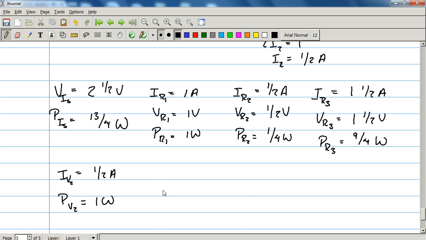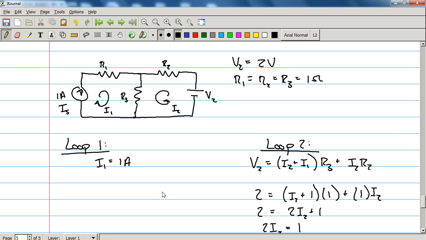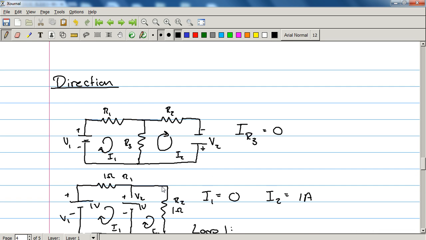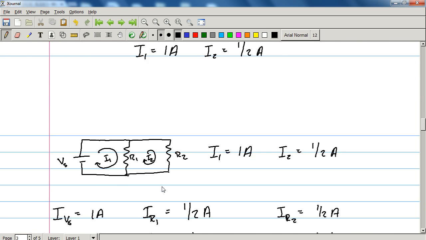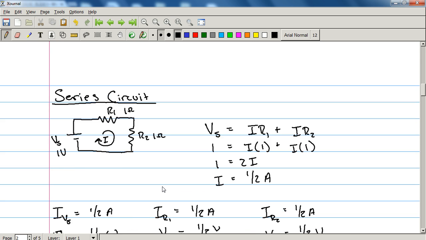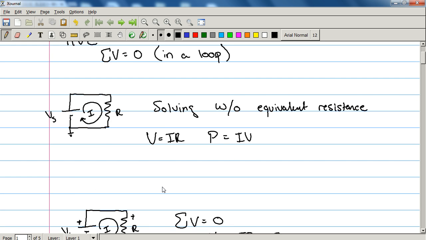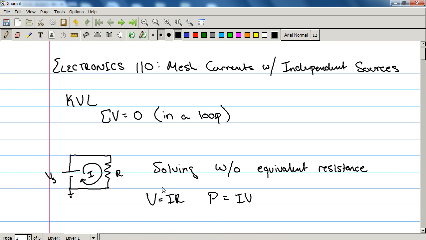Okay, so there you have it. That is everything. So this is mesh current analysis with only independent sources. Next time we'll talk about mesh currents with dependent sources. Things get a little more tricky. We have to do a little more math.